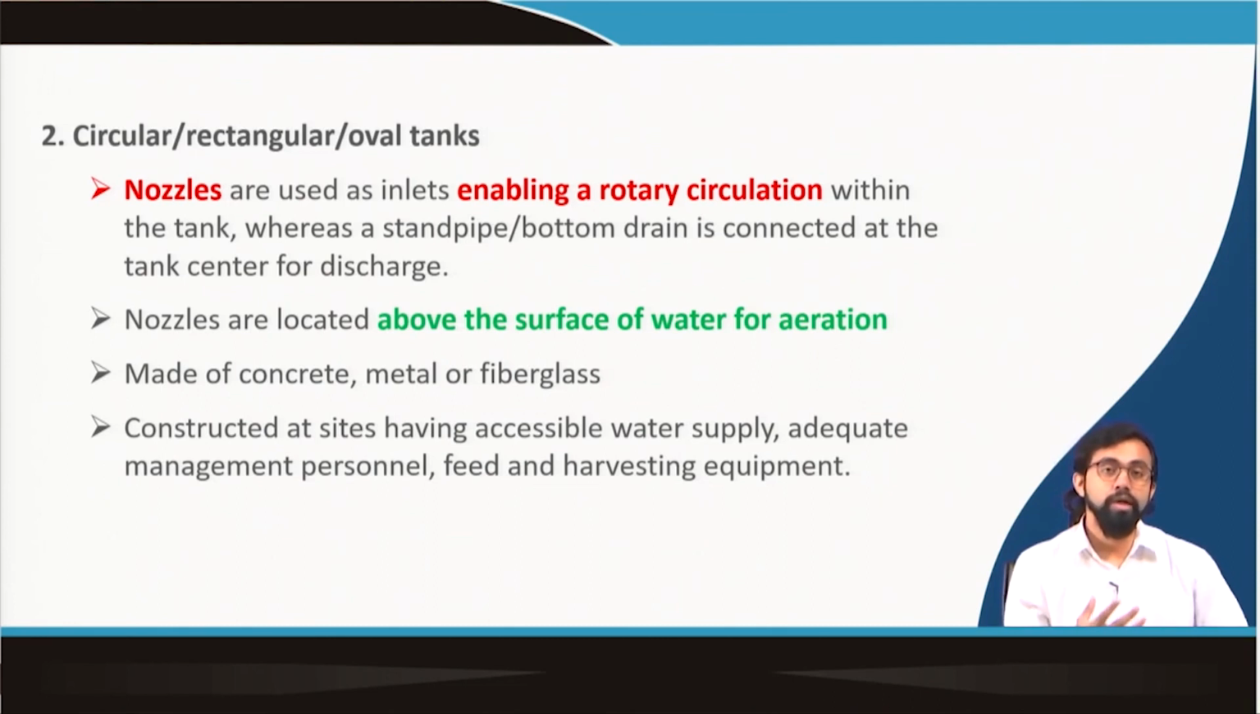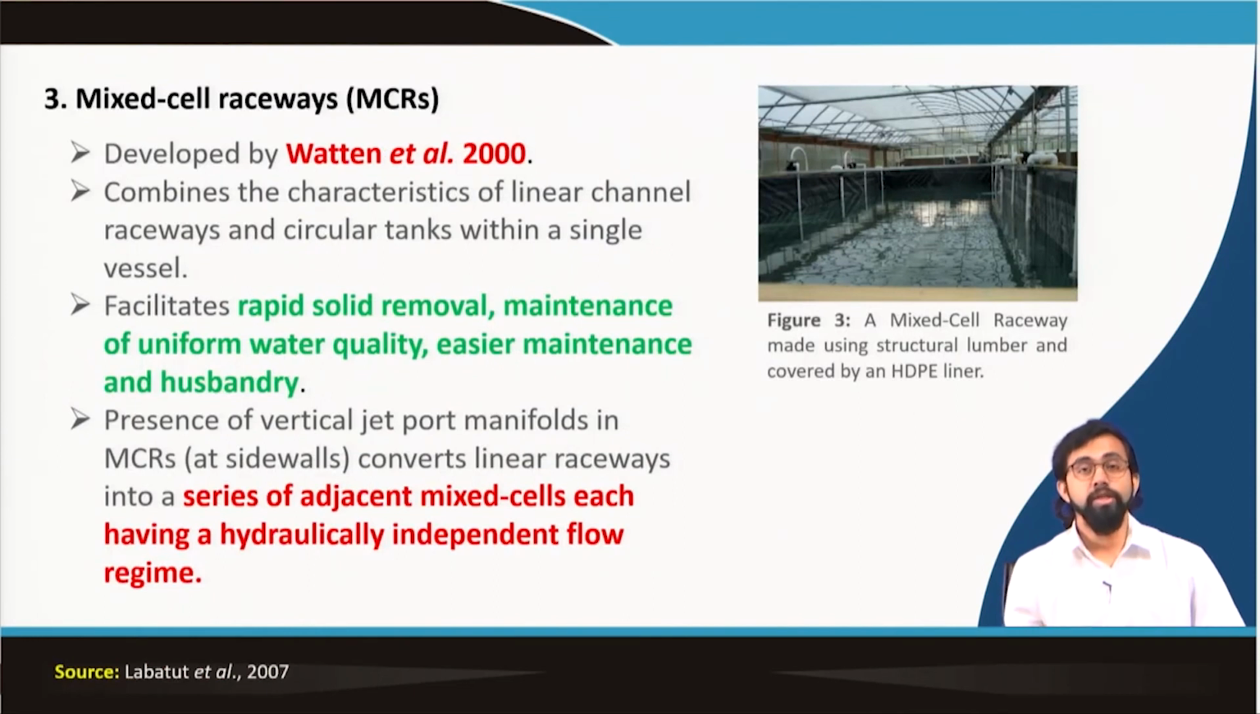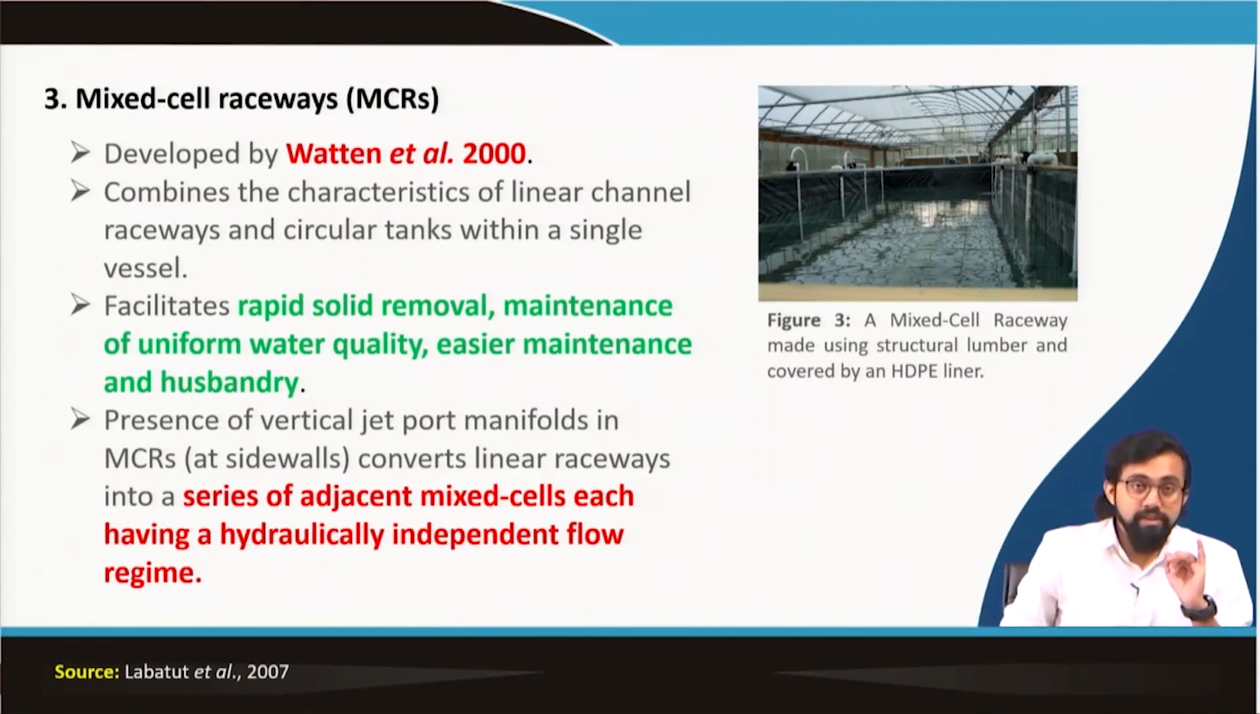It is made of concrete, metal, or fiberglass in general. It is constructed at sites having an accessible water supply, adequate management of personnel, feed, and harvesting equipment. The major one developed is the mixed cell raceway (MCR), which was developed by Morton et al. in 2000. It is a mixture of a linear channel raceway and circular tanks within a single vessel. It facilitates rapid solids removal, maintenance of uniform water quality, and easier maintenance and husbandry.